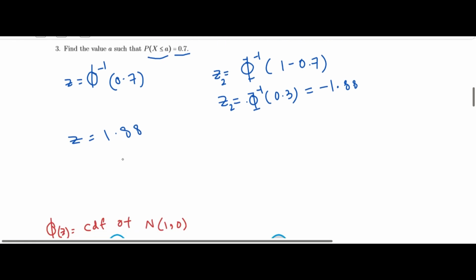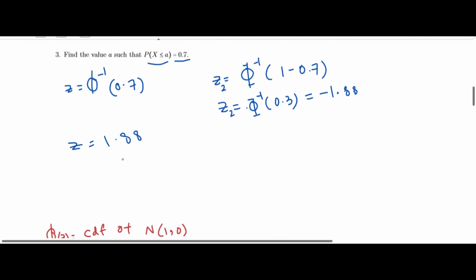Now, how do I find a? Remember, this is the z-score, so 1.88 is equal to a minus mu divided by 15. So a is going to be equal to 15 times 1.88 plus 100.